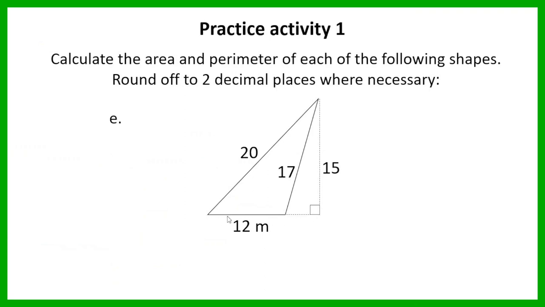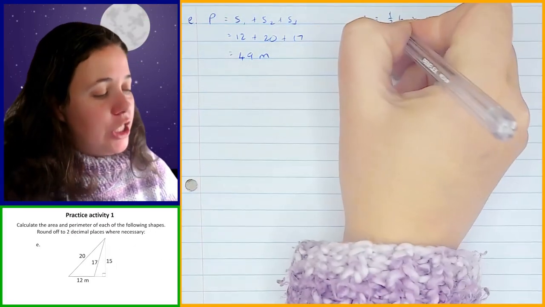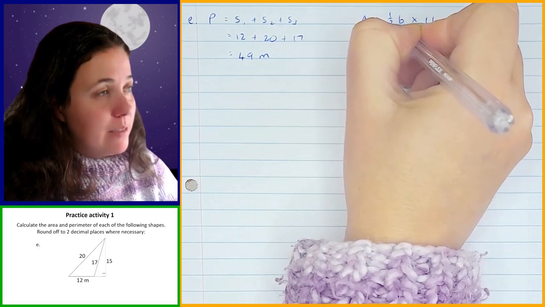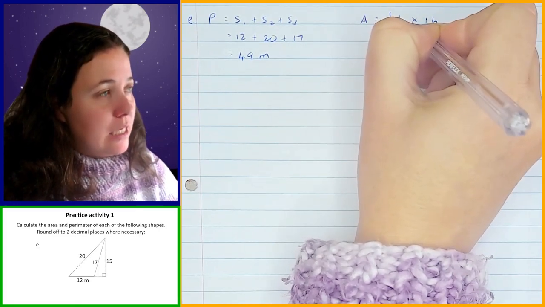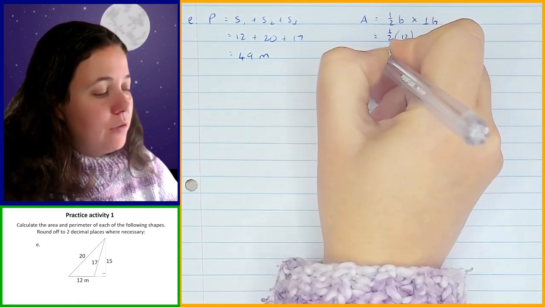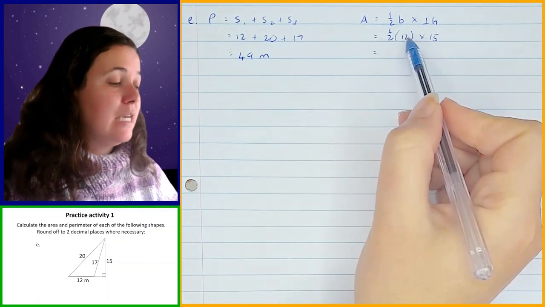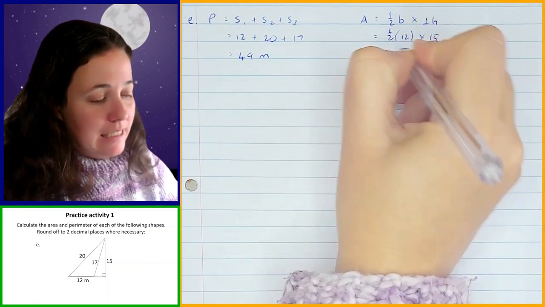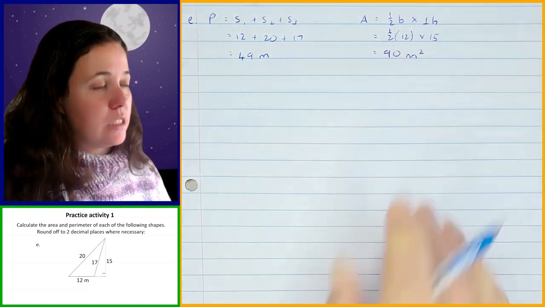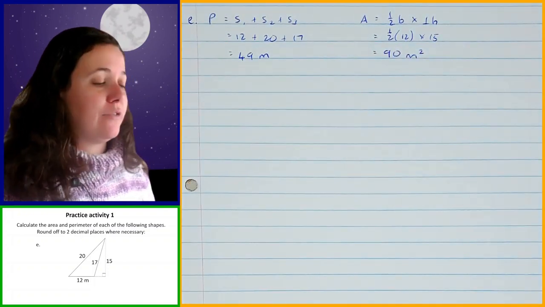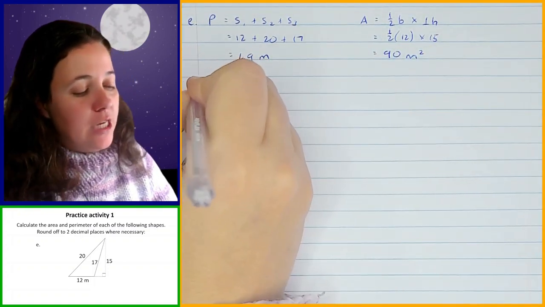So when I'm working with my formula, I'm going to be working with the 15 as my height and the 12 as my base. Over here, it's going to be half times the base, which is 12, times 15. So half of 12 is 6, times 15 is 90 meters squared. Again, you could have used the calculator for that as well. Right, question F.